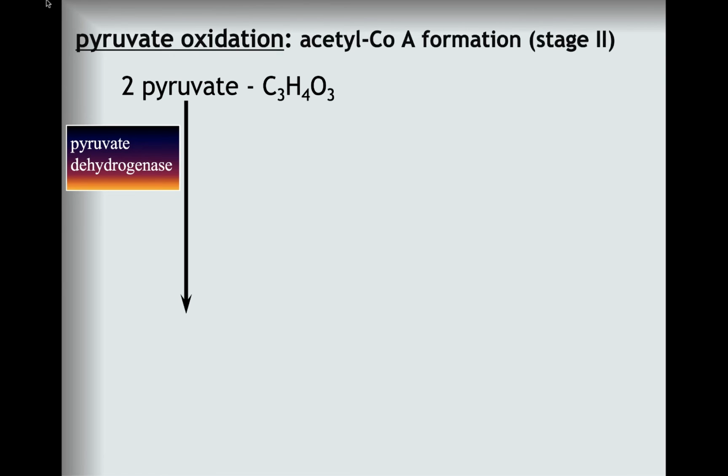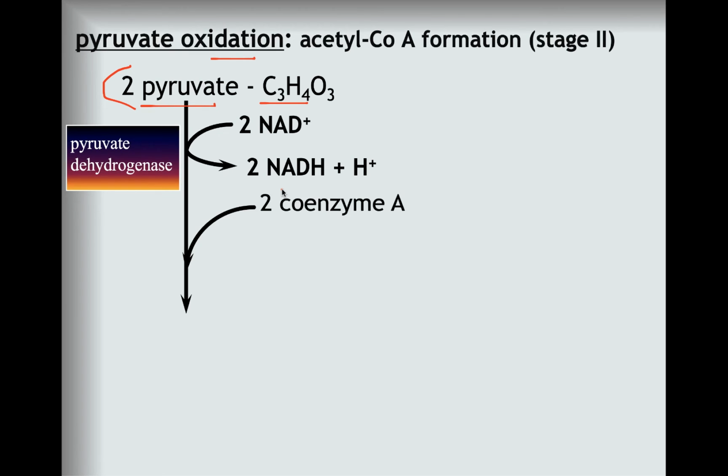Again, after we go through glycolysis, then we go through pyruvate oxidation. This is stage 2. And we're going to take the pyruvate. Don't forget, when we break down a glucose molecule, we'll have 2 of them. And so here is the pyruvate, 3 carbons, and we do a redox reaction. We give NAD some electrons. We reduce it to NADH. Again, goes off to electron transport.